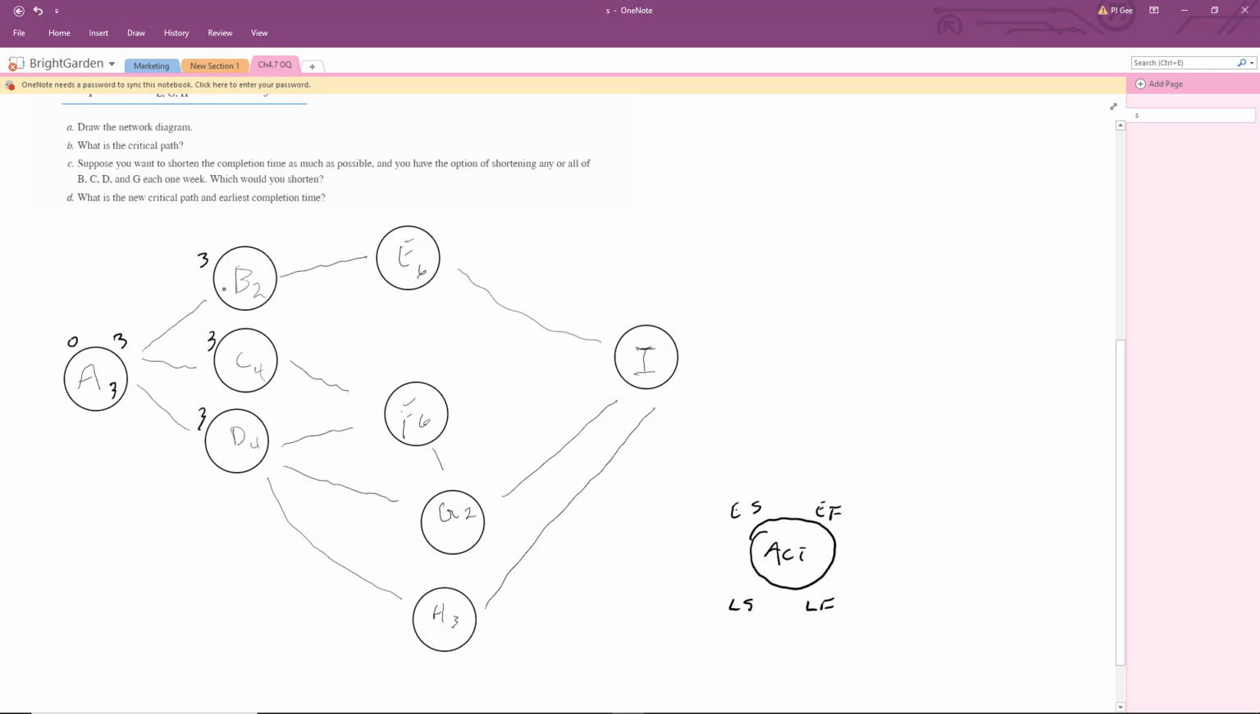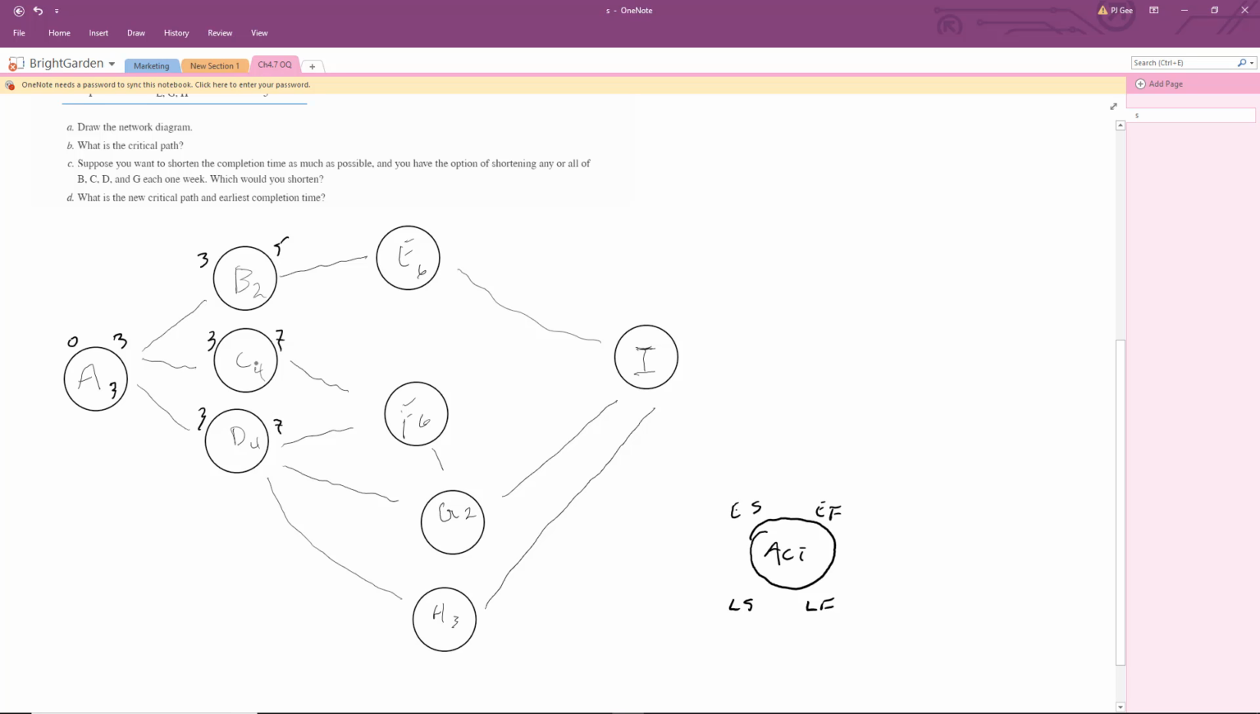3 weeks, start on the 3rd week, takes 2 weeks, and end on the 5th week. Start on the 3rd week, takes 4 weeks, takes us to the 7th week. Start at the 3rd week, takes 4 weeks, we end up at the 7th week. And so notice that C and D are in parallel, and so far they're tied, okay, for 7 weeks. But the path from A to B is a little bit shorter. It's 2 weeks shorter. Okay, so this is what we're after.